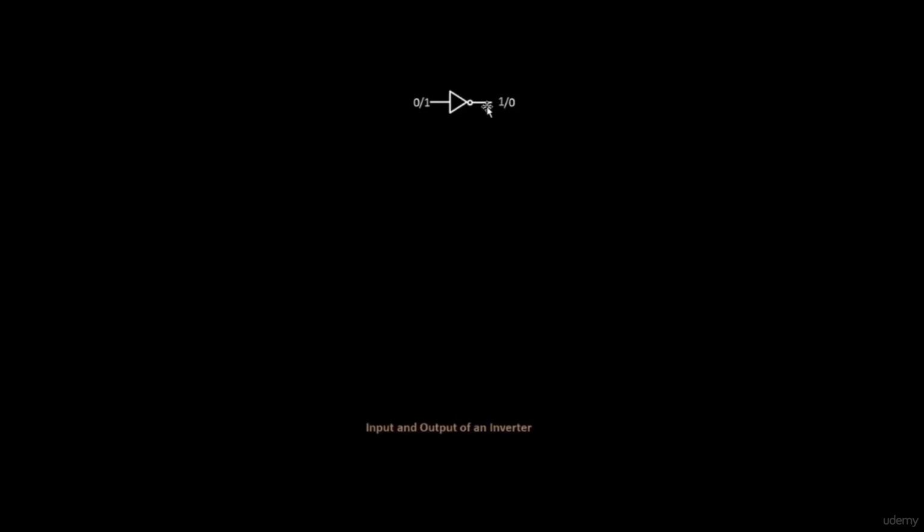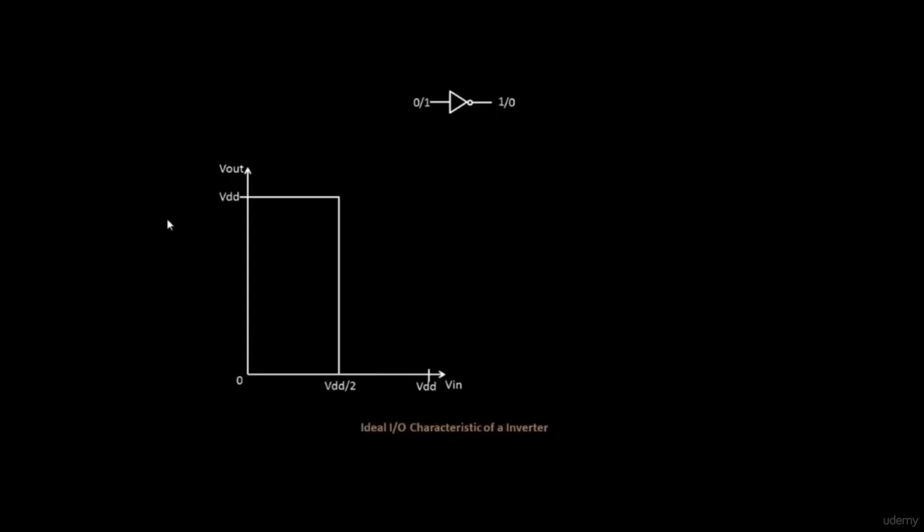If we try to plot this particular characteristic of the inverter in a graph, this is what we see. You have the Vout axis, which is the Y axis, and the Vin axis, which is the X axis. What this says is, when your input is 0, your output is high, somewhere over here. And when your input is high, your output is 0. So this is from 0 to 1, and this is from 0 to 1. Let's try to plot that.